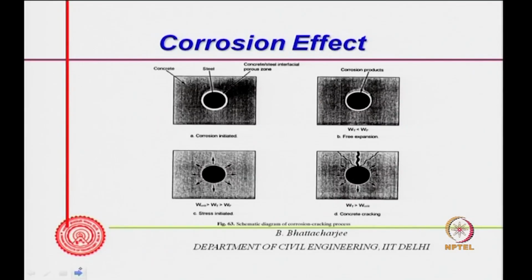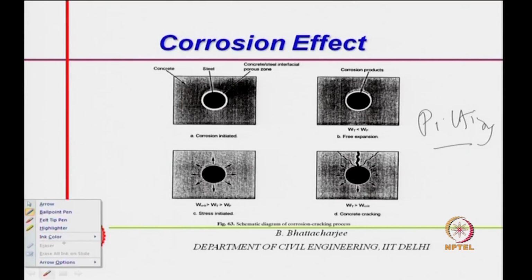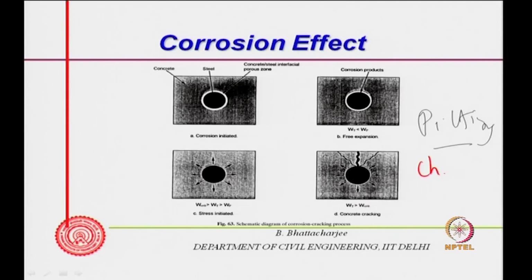Let us see the effect of corrosion. There are two types of corrosion: pitting corrosion and general corrosion. Pitting occurs if the chloride is coming from outside, chloride ingress from outside. Now, in pitting the mass loss is very severe.